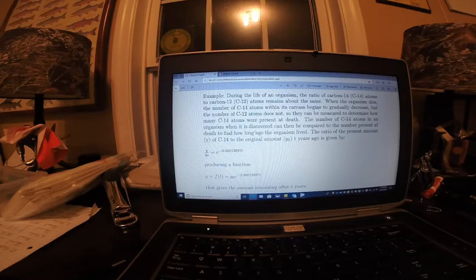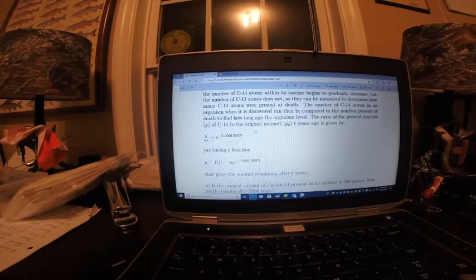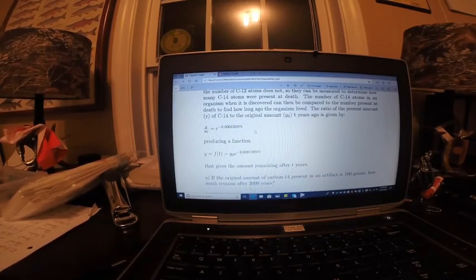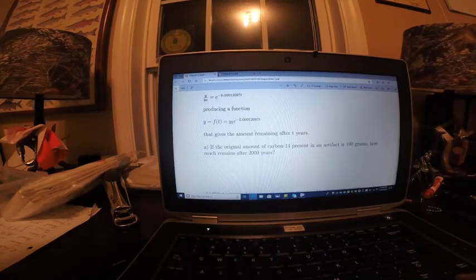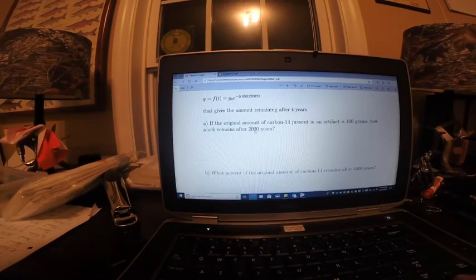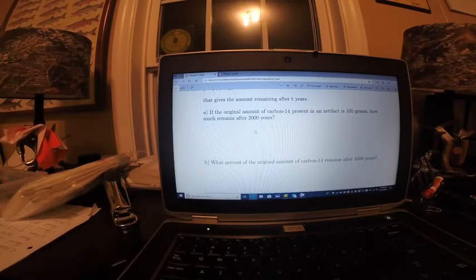The ratio of the present amount of C14 to the original amount is given by Y over Y naught equals E raised to the negative 0.0001297t, providing us with the function that Y equals Y naught times E raised to that large negative exponent. So that gives the amount remaining after t years. If the original amount of carbon-14 present in an artifact is 100 grams, how much remains after 2,000 years?